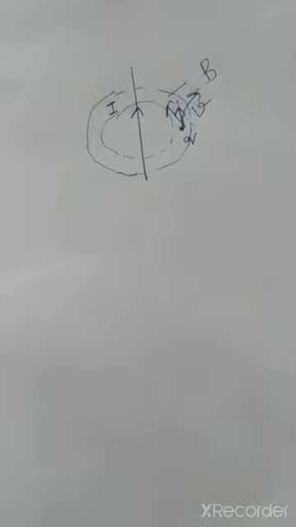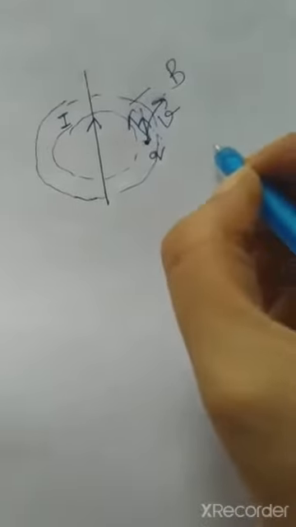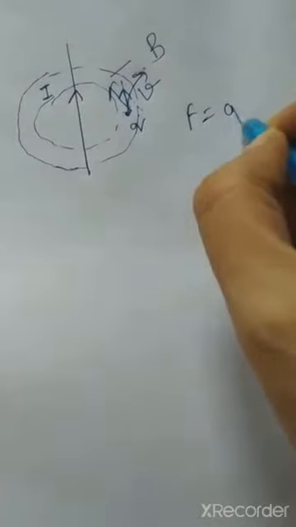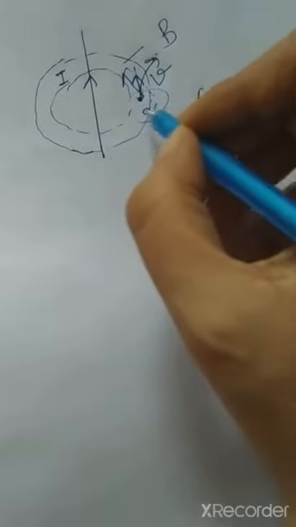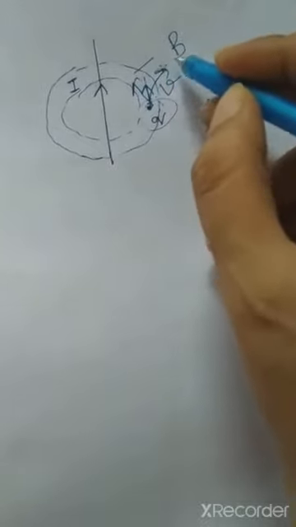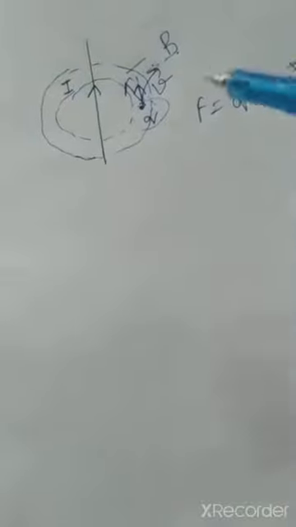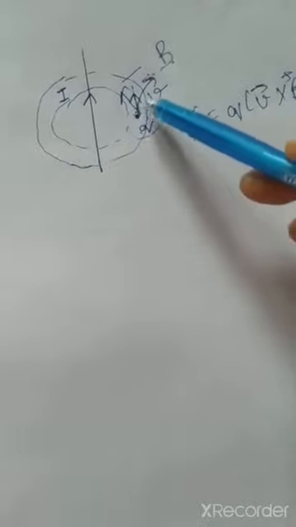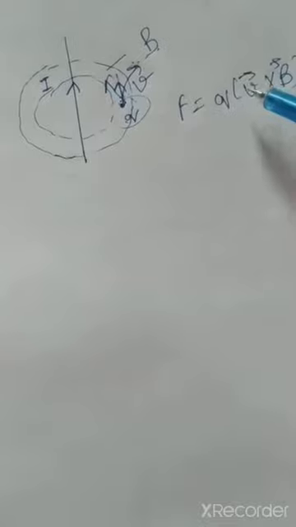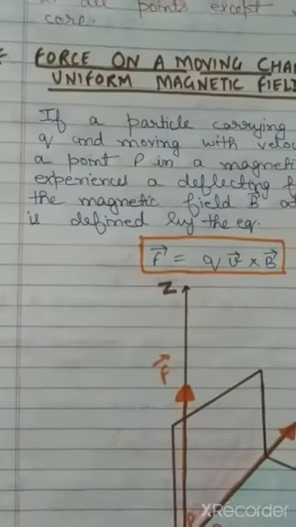Clear? And its value has been found out as F is equal to Q into V cross B, because this force which is experienced by this charge in this magnetic field is perpendicular to the direction of the velocity and the magnetic field. It has also been observed that the force is perpendicular to the plane of V and B, that means cross product. Clear? So this is your deflecting force.